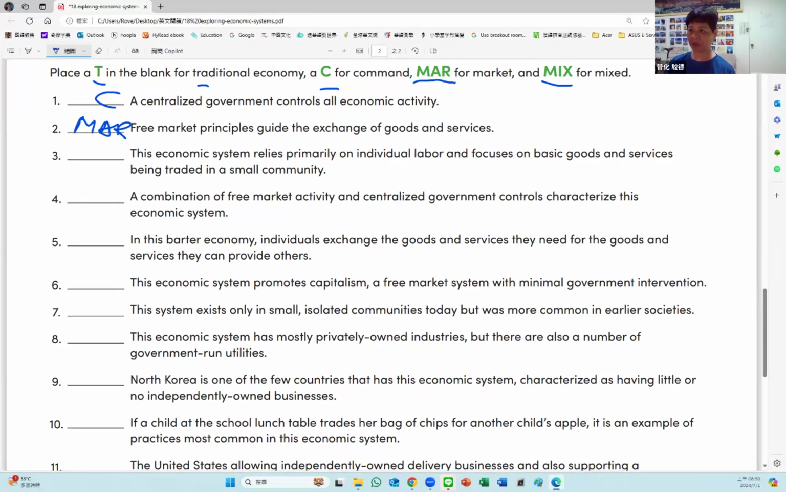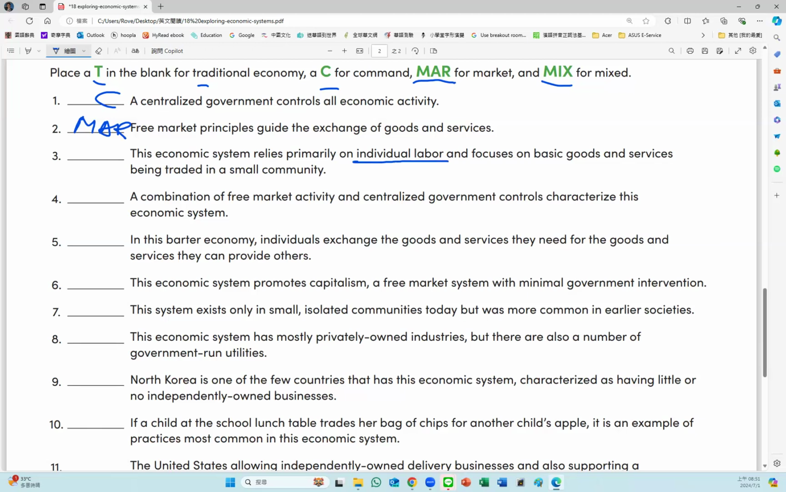Fang Fang, read number 3. These economic systems rely primarily on the individual level and focus on basic goods and services being traded in a small community. All right, so which system is this one?